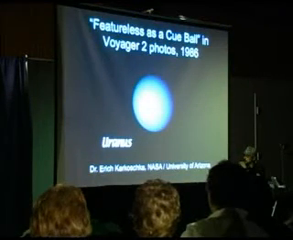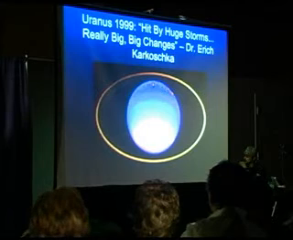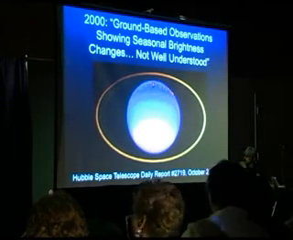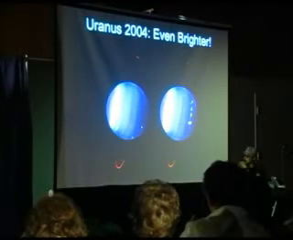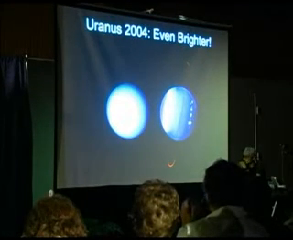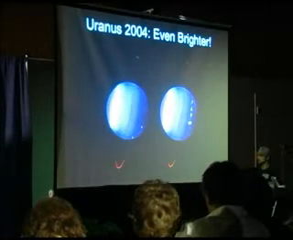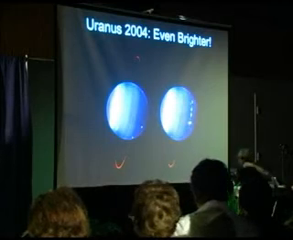Uranus, featureless as a cue ball, 1986. 1999 is hit by huge storms. All these white spots start appearing. NASA blows it off as a seasonal change related to the tip of the planet against the sun. Then in 2004, Uranus gets even brighter. This is what it looked like back in the day. Now you see all these clouds showing up over here on the right. Boom, look at all this mess that's appearing that was not there before.